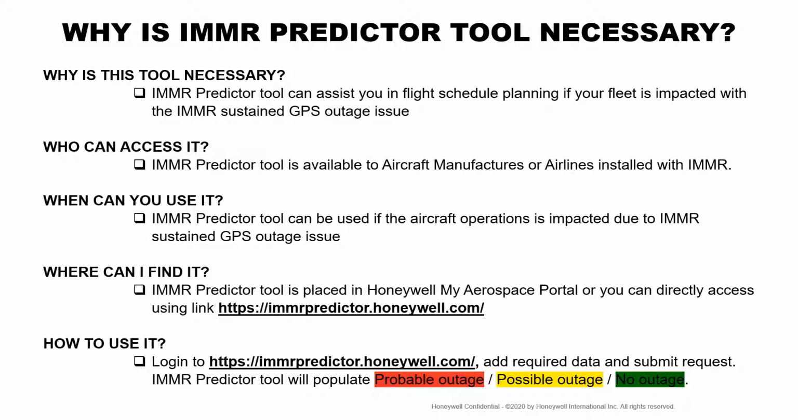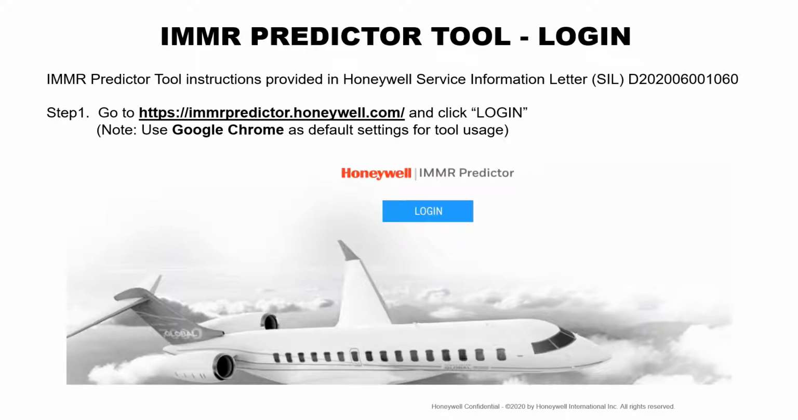Where can you find it? The IMMR tool is placed in Honeywell Aerospace portal, or you can directly access using the link shown here. How do you use it? Log in to the link shown here, add the required data, and submit your request. The IMMR Predictor Tool will plot a graph over time and date with probable outage, possible outage, and no outage. For your reference, the IMMR Predictor Tool instructions are provided in Honeywell Service Information Letter referenced here.